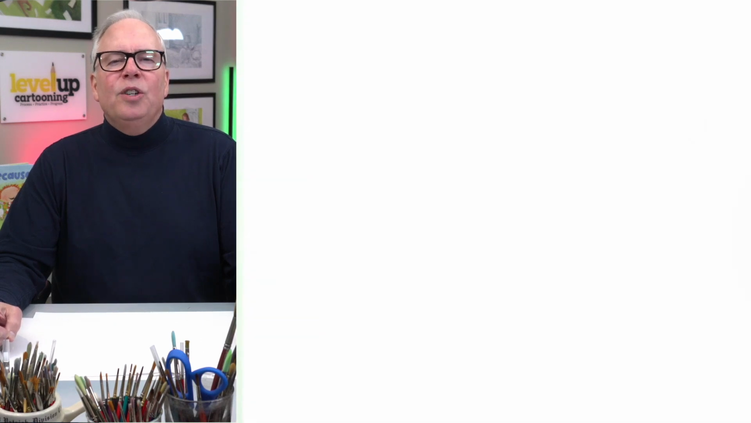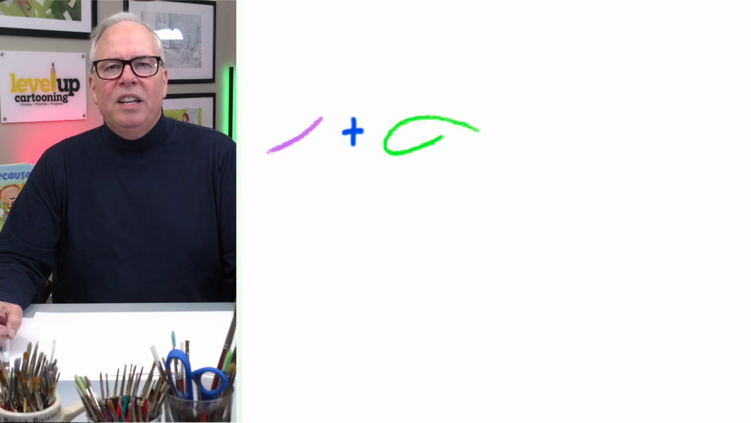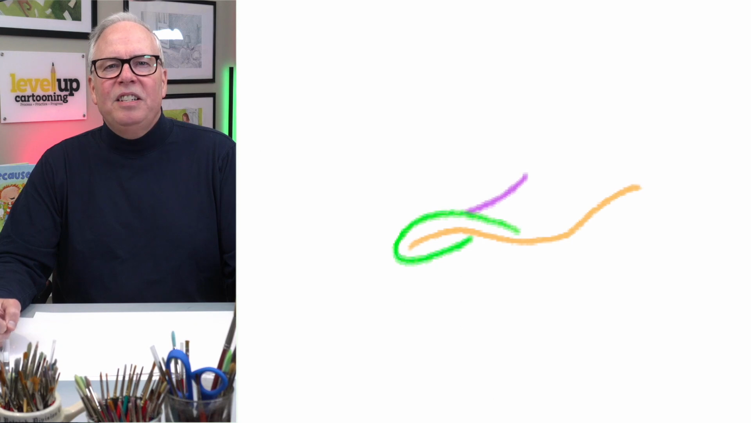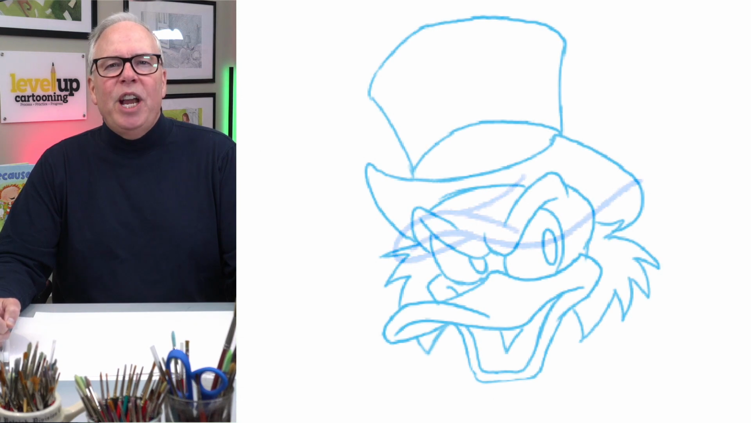One other thing. Drawing a duckbill can be very tricky. I use something I like to call the duckbill equation to master that upper duckbill lip thing. It goes something like this. This plus this plus this equals this. Again, this plus this plus this equals this. Remember that as we go to shaping out Scrooge's duckbill, okay? So let's draw the roadmap for Scrooge McDuck.